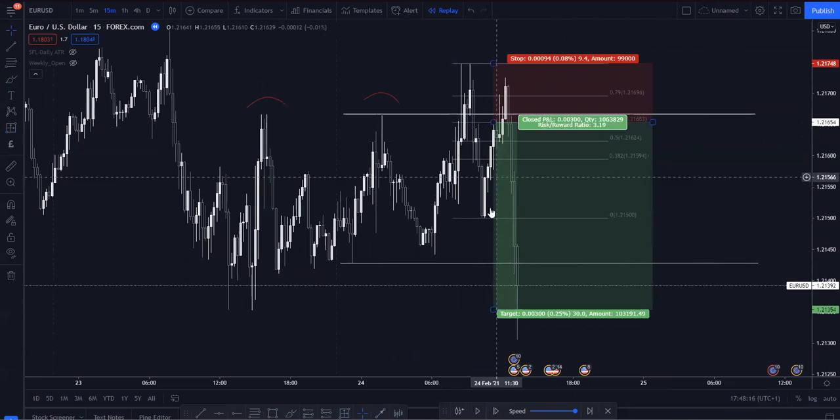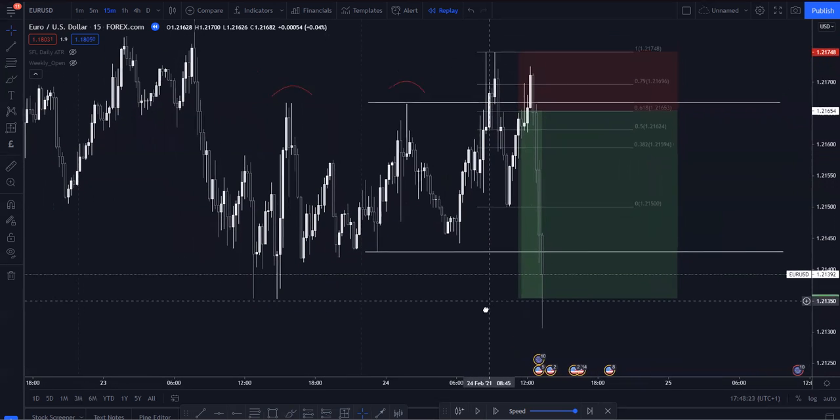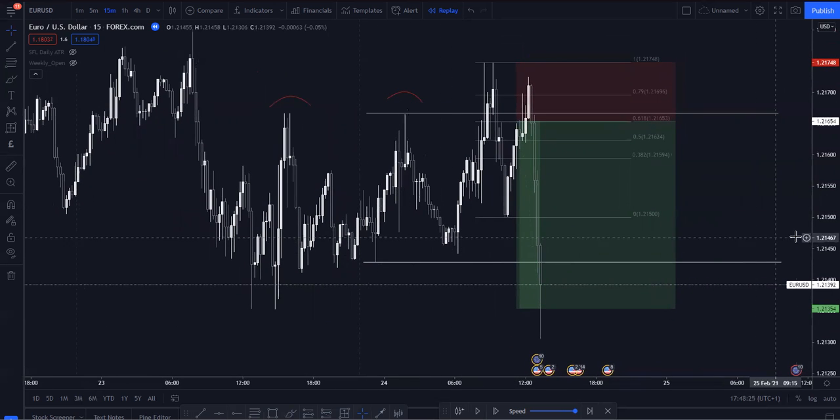In this particular example, I was only looking for this area to be broken. I wasn't looking for the Asian low to be broken, which to me just seemed too far away on this particular trade. But this is how I spoke. You are looking at whether you want to look for the Asian high to be broken to get that higher strike rate, or whether you're comfortable with a lower strike rate potentially.